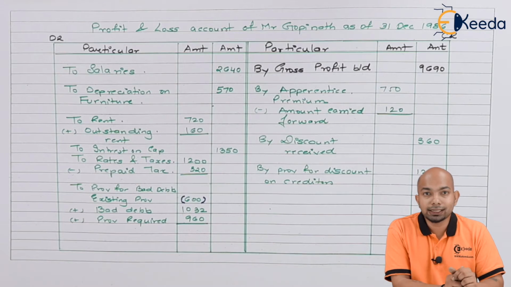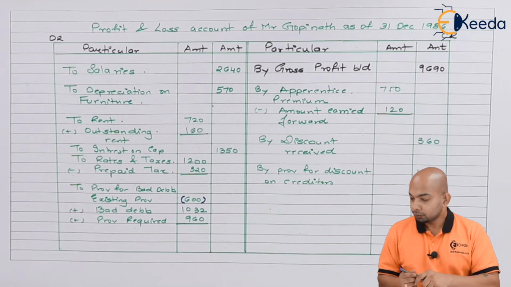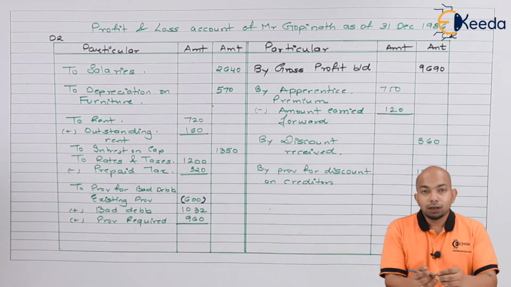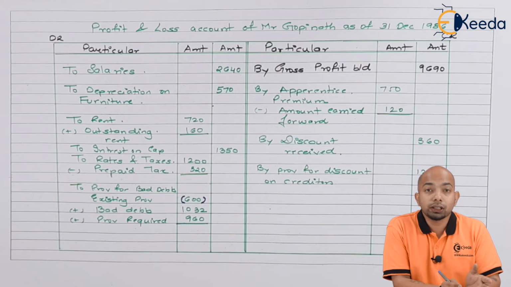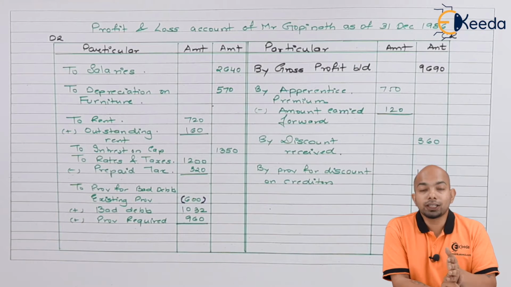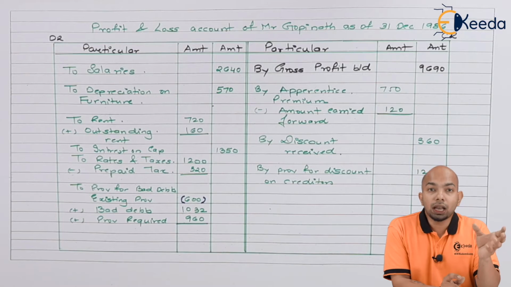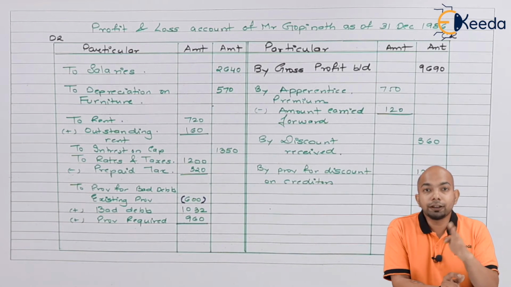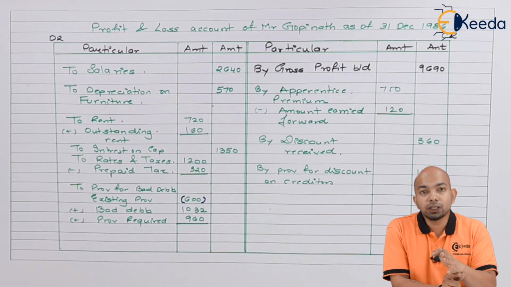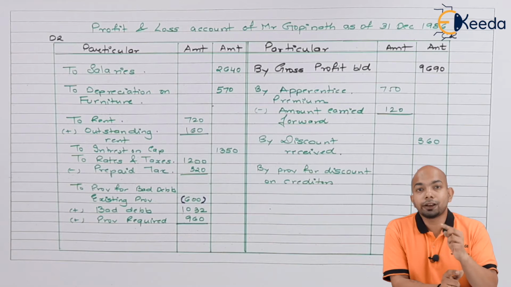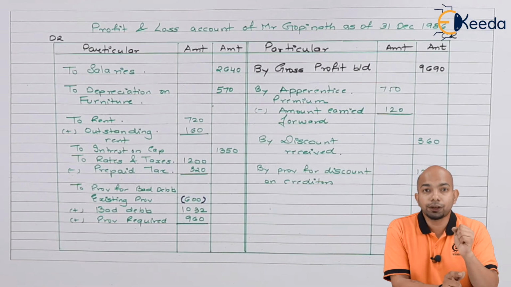Now, let's go on to the next item here. Discount received: the discount in the trial balance had a credit balance. That's the reason this will be a discount received. If it had a debit balance, it would have been a part of discount allowed. That is the difference between the credit balance of discount and the debit balance of discount. If there is a debit balance for discount, it is discount allowed. If there is a credit balance for discount, that is discount received. Hence, it is mentioned on the credit side of the profit and loss account.